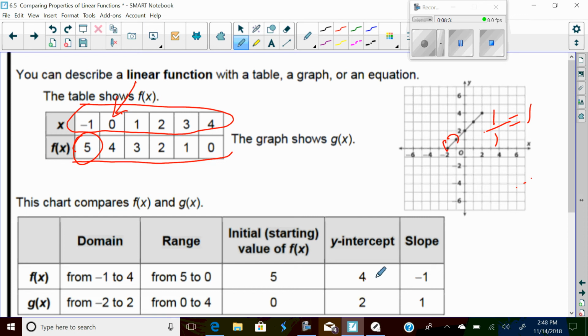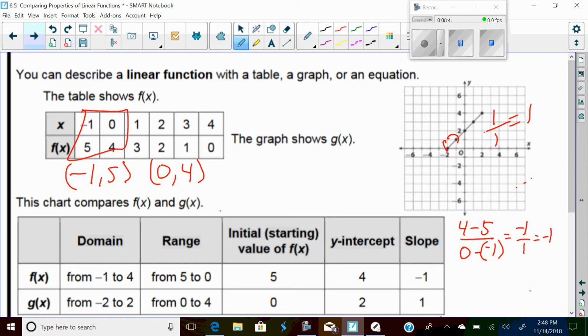Now, the last thing you need to do is find the slope. From a table, you can find the slope by looking at 2 points. So here's my 2 points. I just picked the first two, -1 and 5 and 0 and 4. An x and a y, an x and a y. And then plug it into y2 minus y1 over x2 minus x1. And I got it over here on the right. And as you can see, the slope ends up to be -1. So that's how you end up with -1.